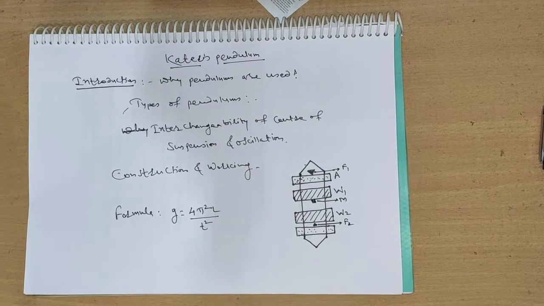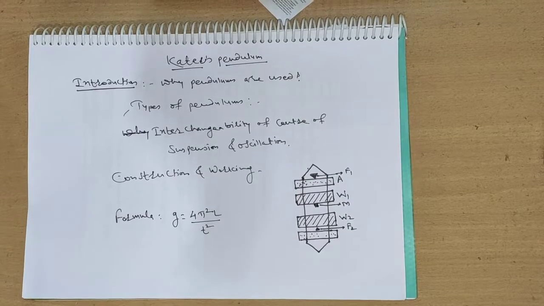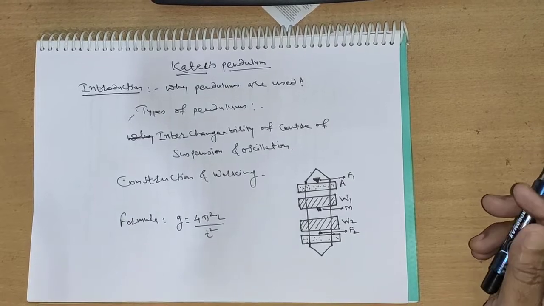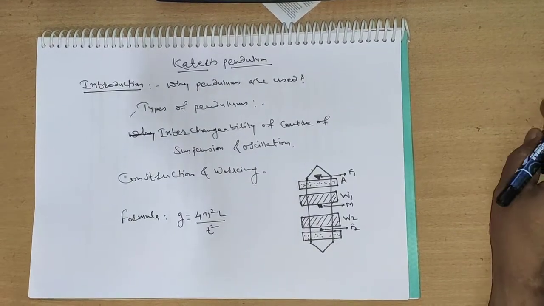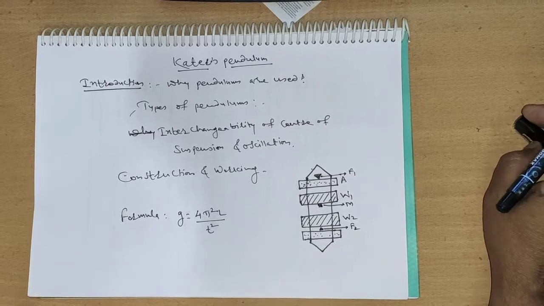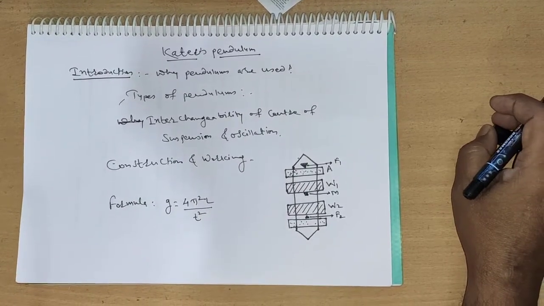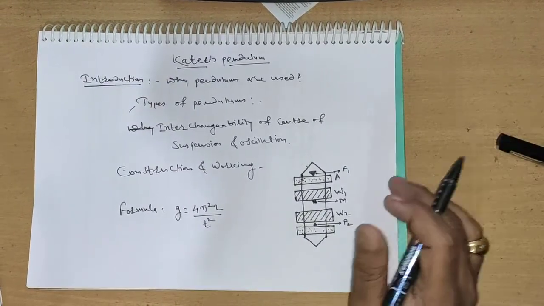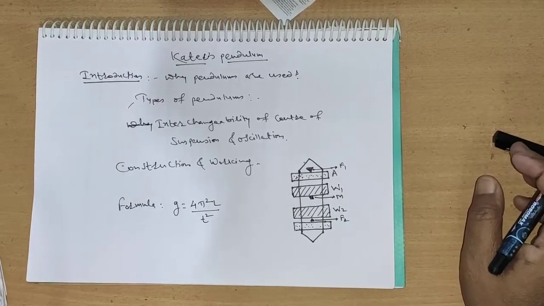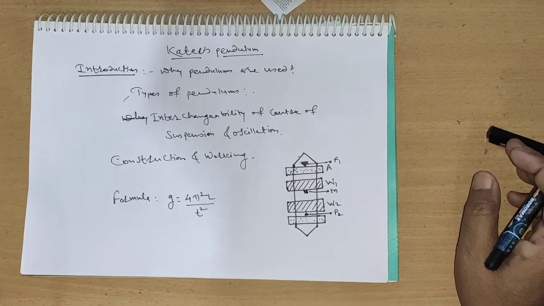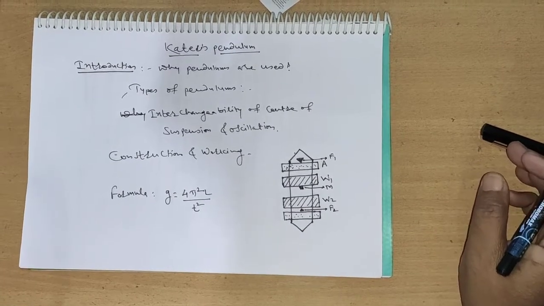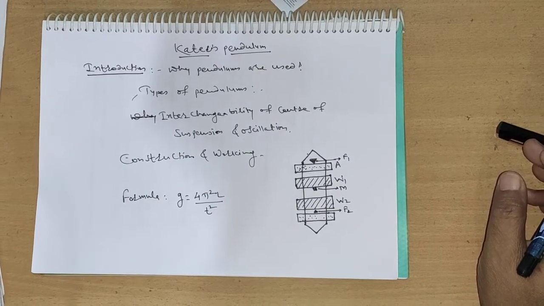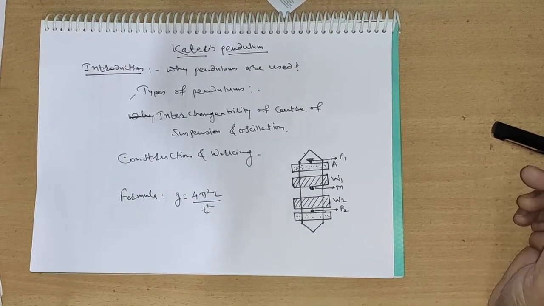Friends, today we will see why pendulums are used. There is much importance in the value of acceleration due to gravity, and Galileo was the first person who performed, in 1590, a spectacular experiment of dropping a cannon ball and a musket ball from the Leaning Tower of Pisa.